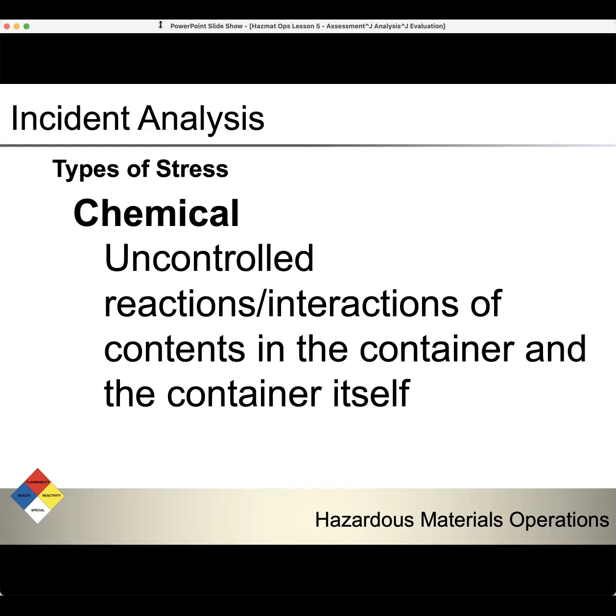Chemical stress, it's uncontrolled reactions or interactions of contents in the container and the container itself. We talked about polymerization and reactivity. That's what we're talking about here. If there is an acid that is encountering a container, it could degrade the status of the container, and it releases its contents.